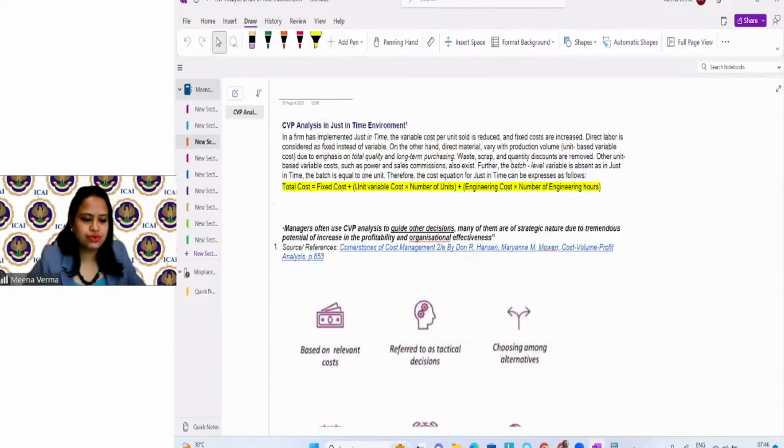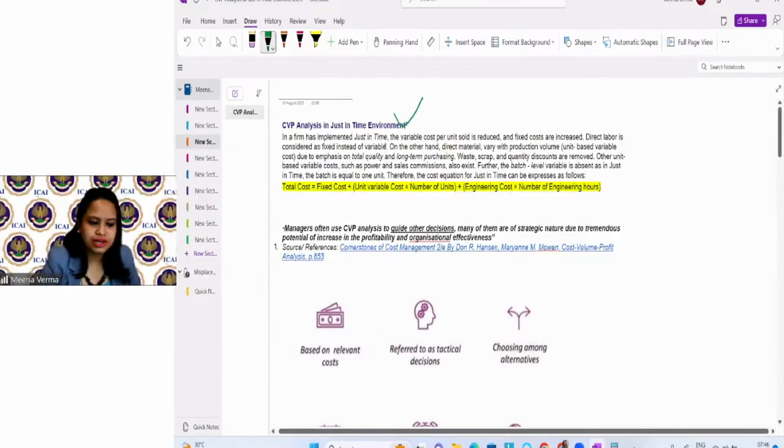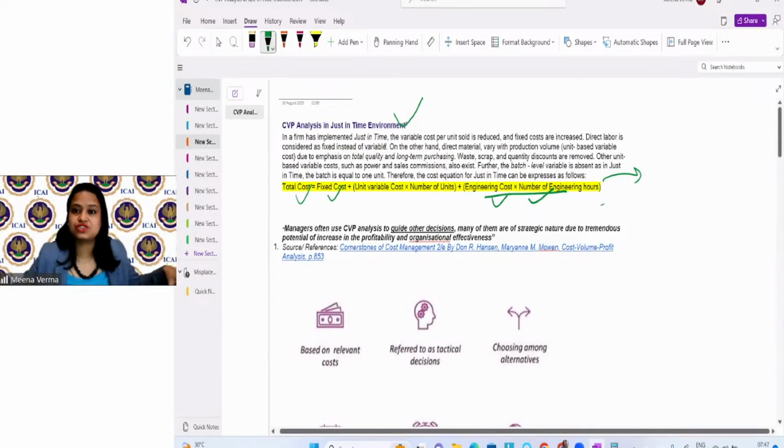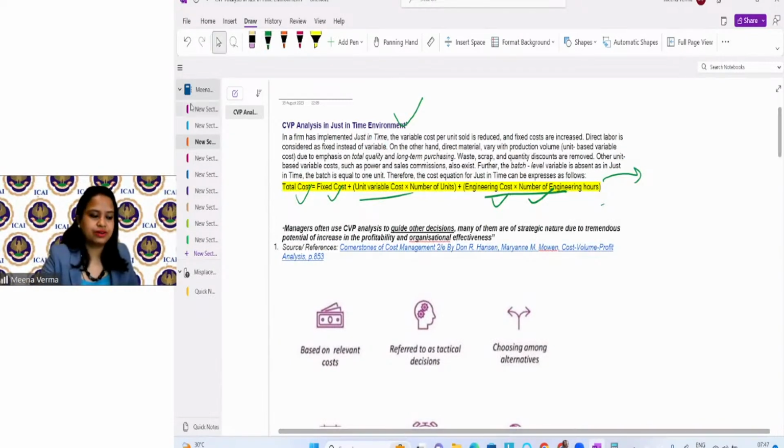Okay, so if you will see, this is your just-in-time system, right? And in case of just-in-time system, total cost is classified as what? Fixed cost. Engineering cost will be separately mentioned. Why? Because with the help of engineering efforts, we implement just-in-time system. With the help of engineering, we change the production process, we change the design of the production process, right? We change everything. So this happened here.